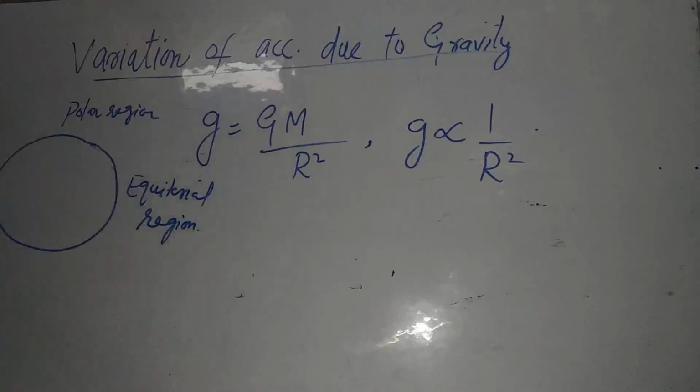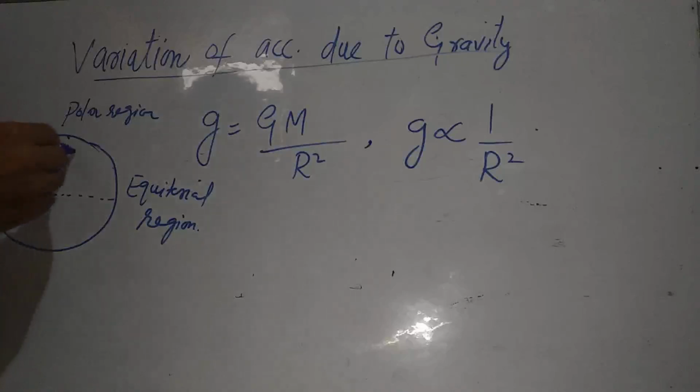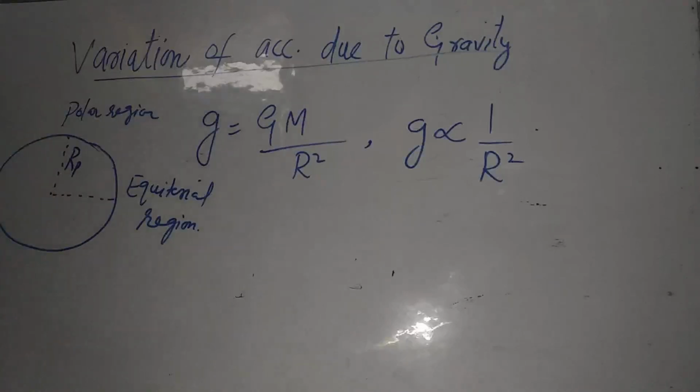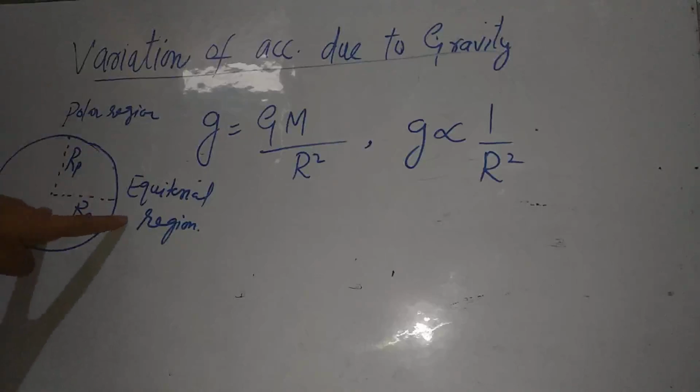So if I draw, its center is somewhere here. Its radius here is this, and it is like this. The radius of the Earth in the polar region is this one, which I call Rp. This is the radius of the Earth at the polar regions, and I call this Re, the radius of the Earth at the equatorial region. So the value of the radius of the Earth does not remain the same. As you can see here, this radius is not the same at the polar regions and at the equatorial regions.